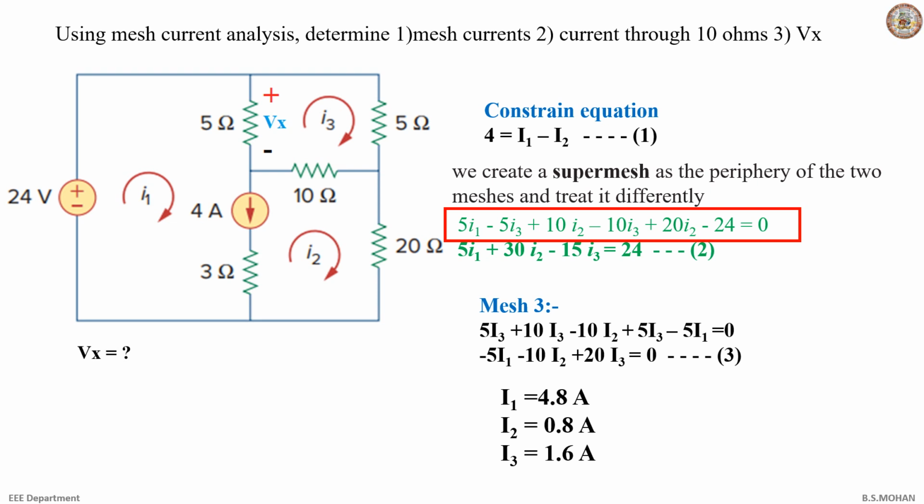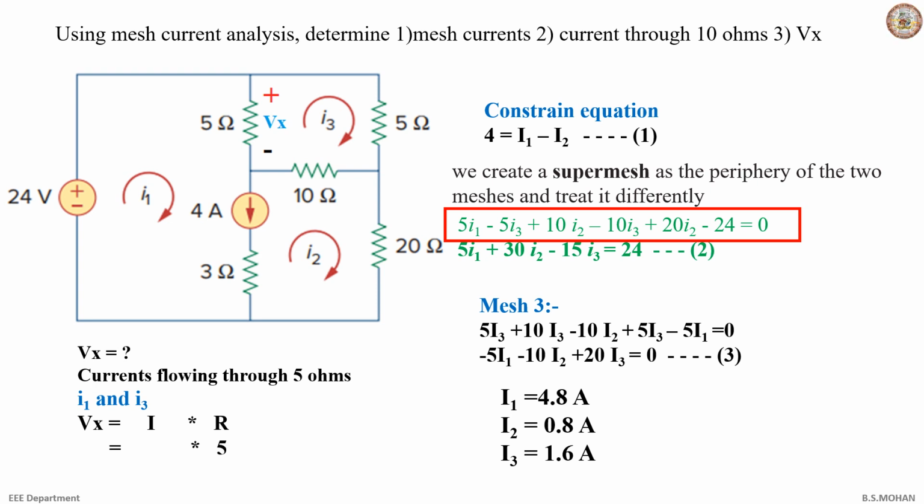So Vx is the voltage across the 5 ohm. Now we can see we have written the equation as 5I1 minus 5I3. That's your equation for the 5 ohm. Now how do you solve? Let's see. Vx is equal to I into R. The R value is 5.